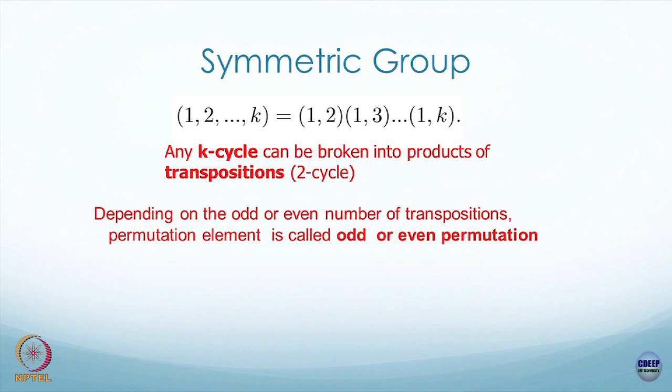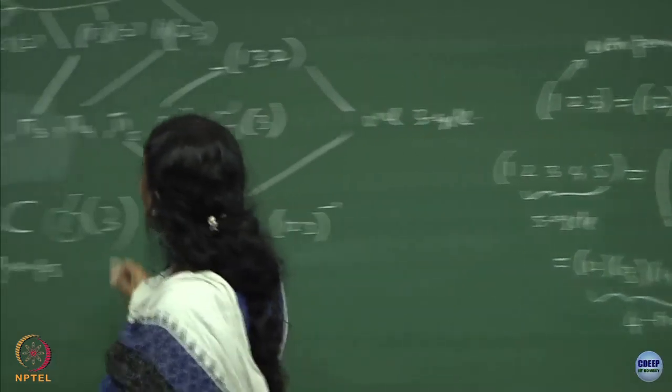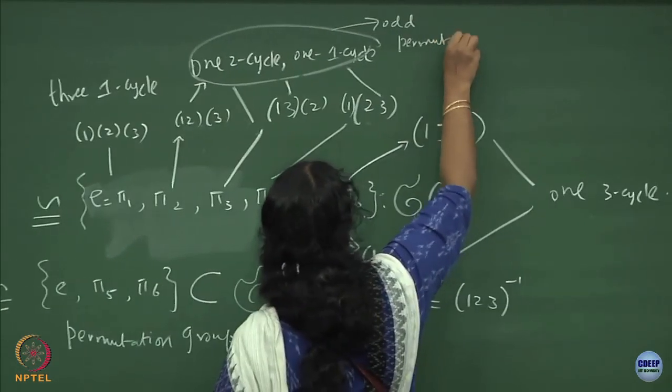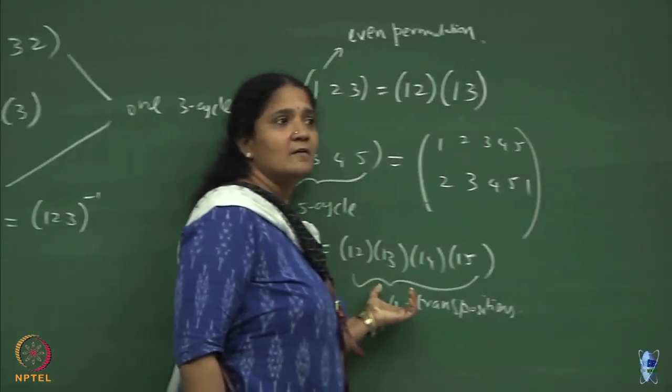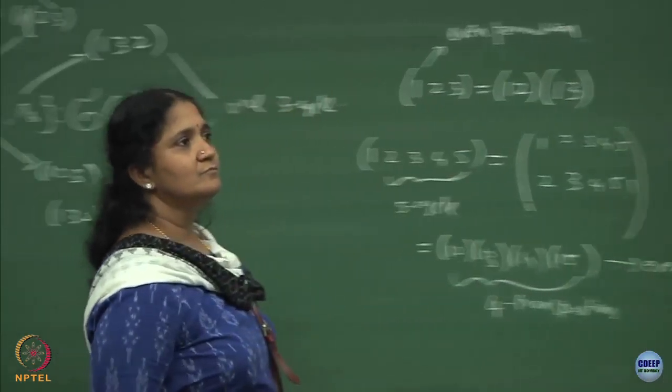So, this I have already said, any k cycle can be broken up into a product of transpositions. Transpositions are nothing but 2 cycles. If you have an odd number of transpositions or an even number of transpositions, the corresponding element is called an even permutation or an odd permutation. So, this one is called even permutation, and these are called odd permutation. Okay. What about this? This is also even permutation.